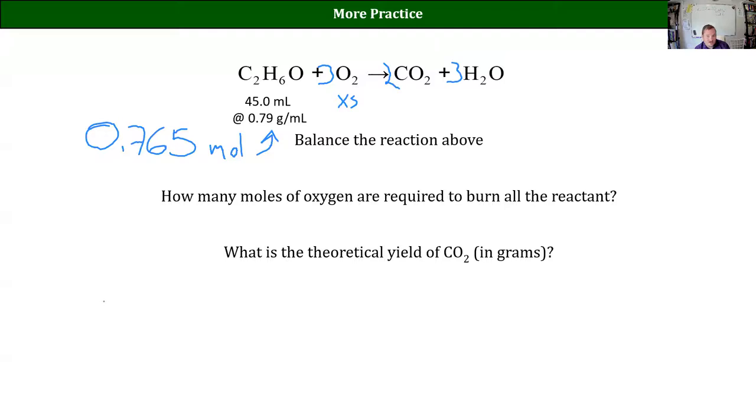So if we know that we have excess oxygen, then all that matters is moles of ethanol, right? It's not a great slogan for life, but that is true in this particular problem.